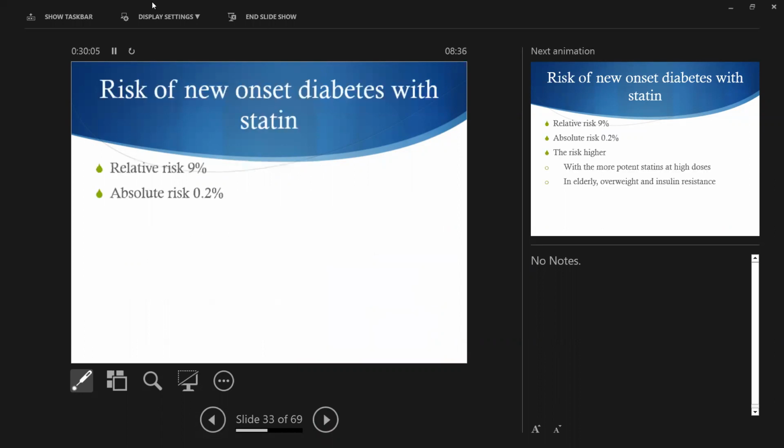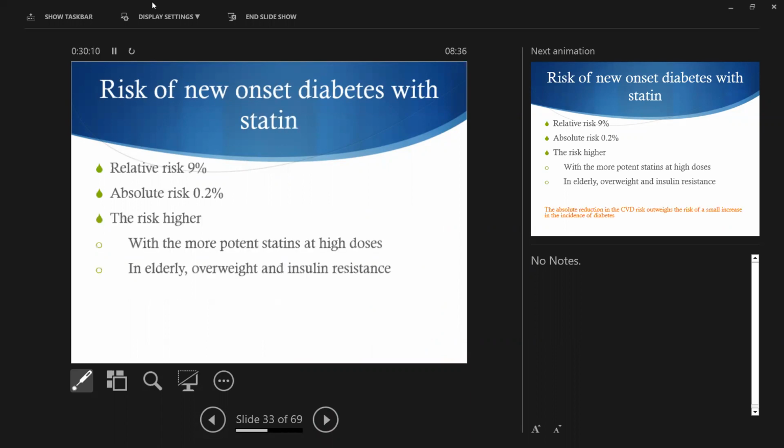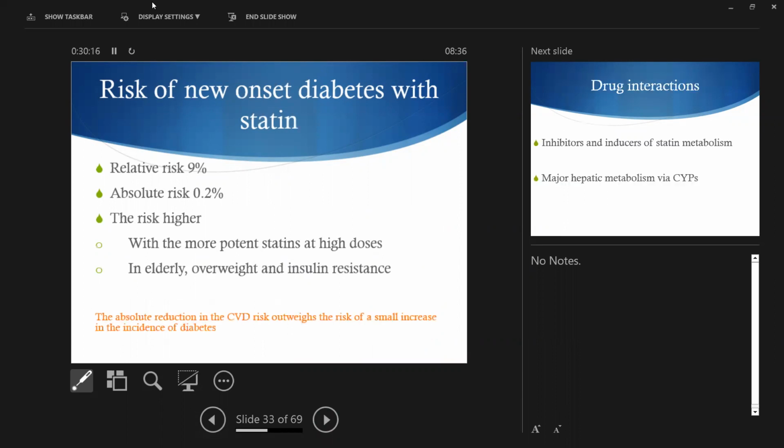Risk of new onset diabetes: let's say the absolute risk is around 0.2%. The risk is higher with more potent statins at higher doses, in the elderly, overweight, and patients with insulin resistance. But the absolute reduction in cardiovascular disease risk outweighs the risk of a small increase in the incidence of diabetes. So the recommendation is, even if there is a mild rise in diabetic status, you continue statin and you control the diabetes. That gives a better outcome overall.